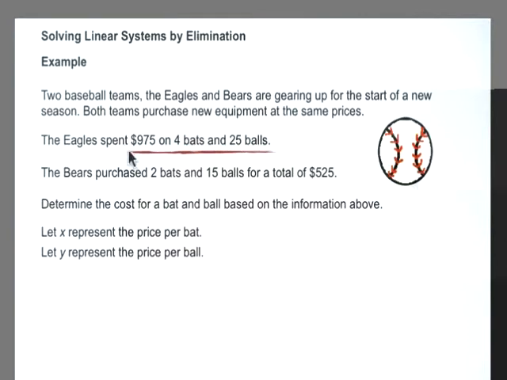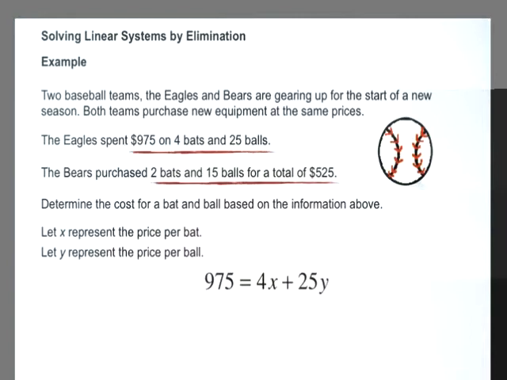So we're going to take a look at this equation, and if we buy 4 bats, well, the cost of that is going to be 4 times X, because X is the price per bat. And if the Eagles are going to buy 25 balls, well, that's going to be 25 times Y, because Y is the price per ball. So our equation here then is 975 is equal to 4 times X plus 25 times Y. In other words, $975 is the value of 4 bats plus 25 balls.